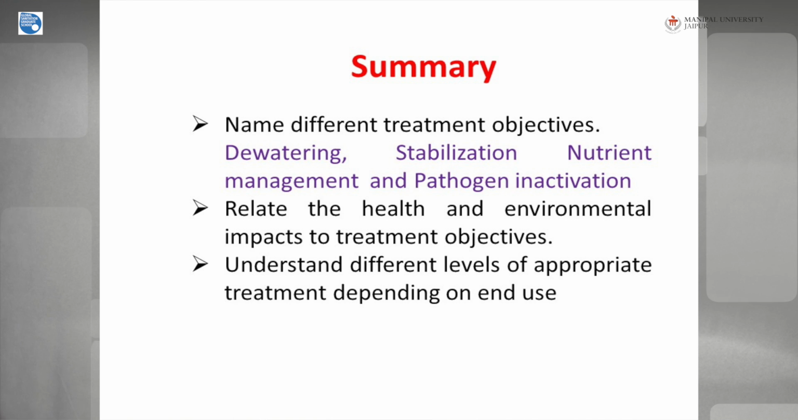To summarize, in this module, you learned four different treatment objectives: dewatering, stabilization, nutrient management and pathogen inactivation, why and how they are all important to achieve public and environmental health, and that appropriate levels of treatment will depend on the intended end uses.